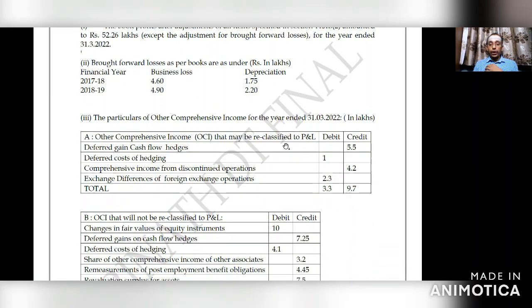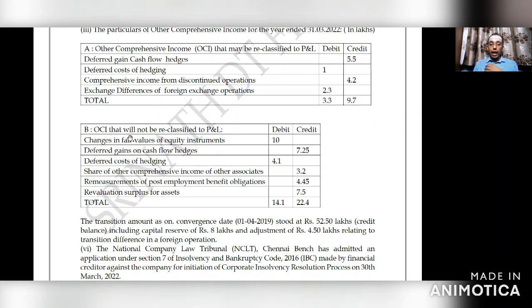Items that would be reclassified to P&L account have to be completely ignored. Items that will not be reclassified to P&L account: changes in fair value of equity instrument, you will ignore. Cash flow hedge credit has to be added. Deferred cost of hedging debit has to be reduced. Share of other comprehensive income of associates credit has to be added. Remeasurement of post-employment benefit obligation credit has to be added. Revaluation surplus has to be ignored.